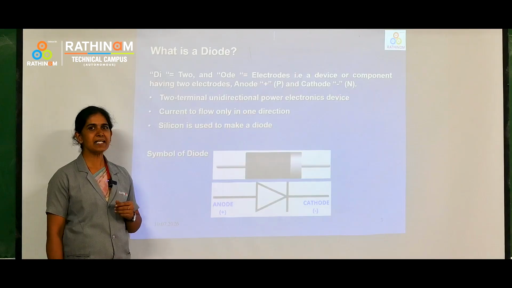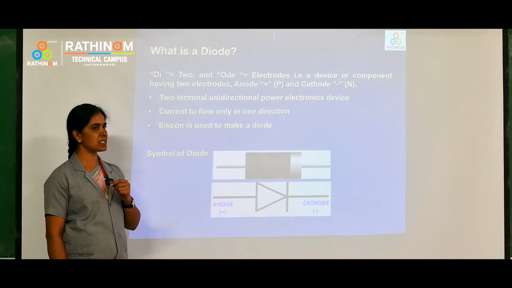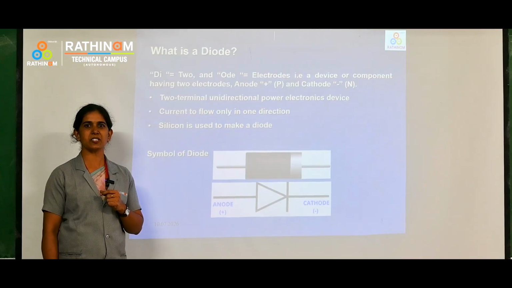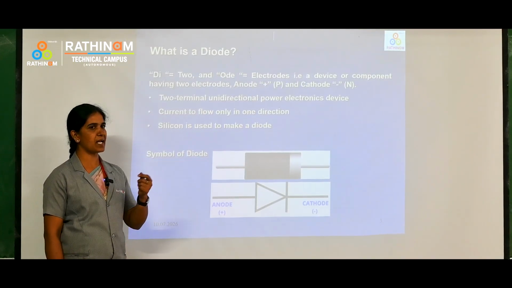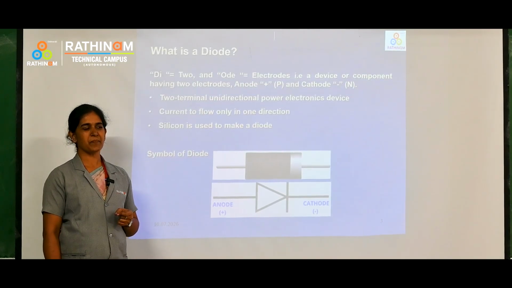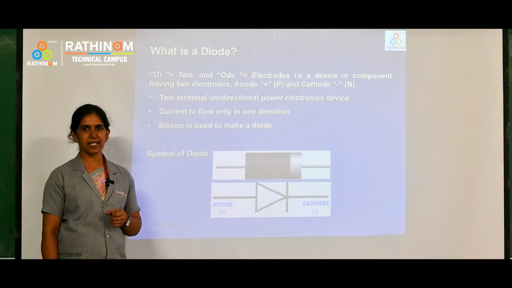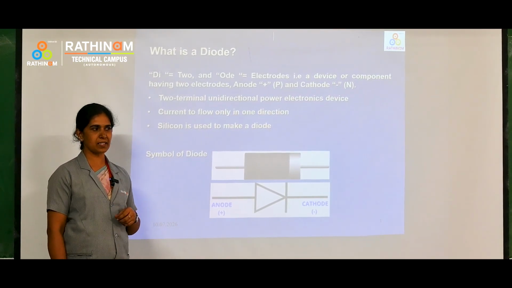Generally, silicon is used to make a diode. Not only silicon, germanium and gallium arsenide are also used to make diodes. So what are silicon, germanium and gallium arsenide? These are all semiconductor materials belonging to group 14, which has 3 valence electrons in the valence band.